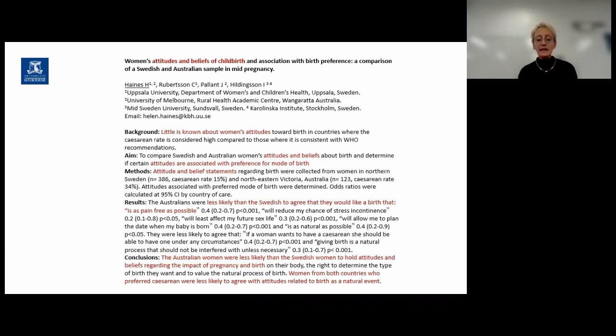So as you can see, where the red is within this abstract, the title of the abstract is about women's attitudes and beliefs of childbirth, and in particular this research was a comparison of Swedish and Australian samples of women, that is weaved all the way through this abstract. That's something that one needs to try and do when you're constructing your abstract.